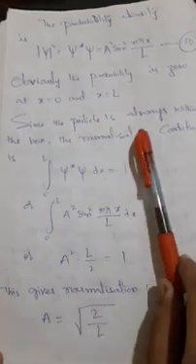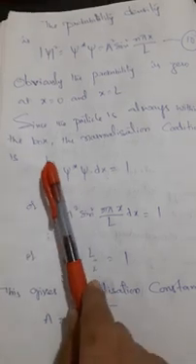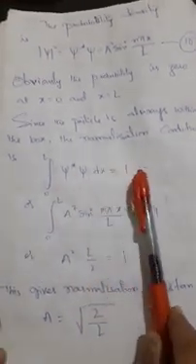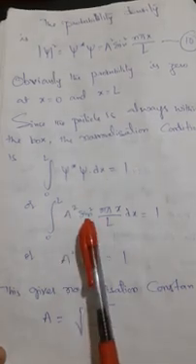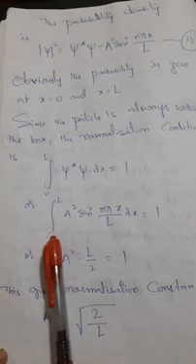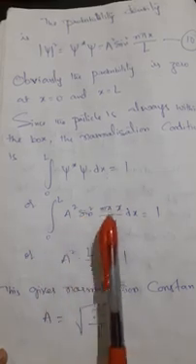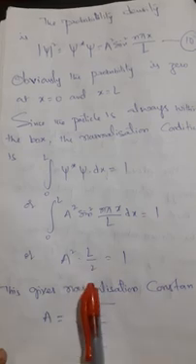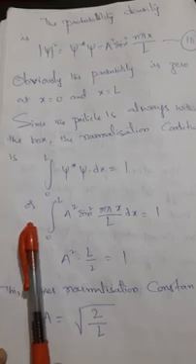Since the particle is always within the box, we use the normalization condition. According to quantum mechanics, the normalization condition can be written as the integral from 0 to L of psi star psi dx is equal to 1. So psi star psi can be written as A square sin square n pi x by L into dx is equal to 1. Next, if you take A square out and integrate from 0 to L sin square n pi x by L dx, then we will get L by 2, and that is equal to 1. A square is a constant, so we take it outside of the integration.